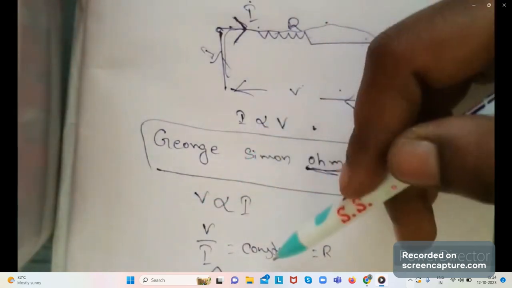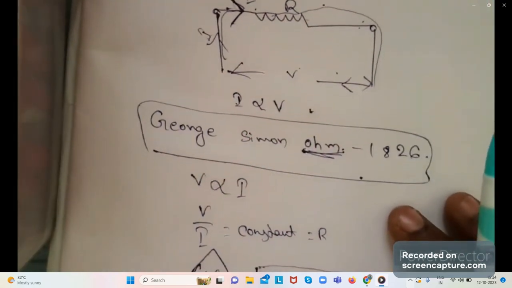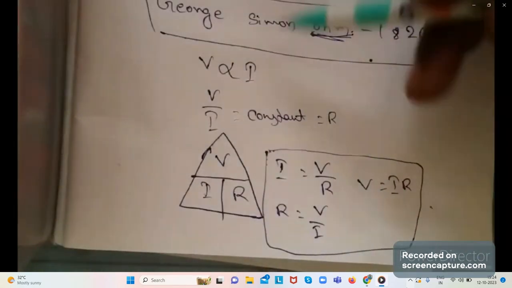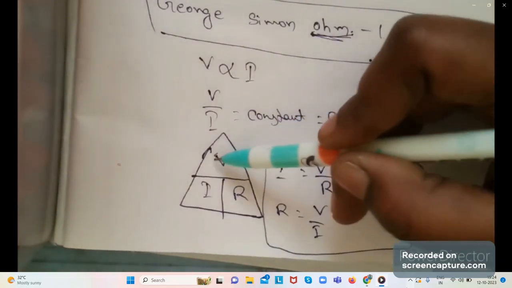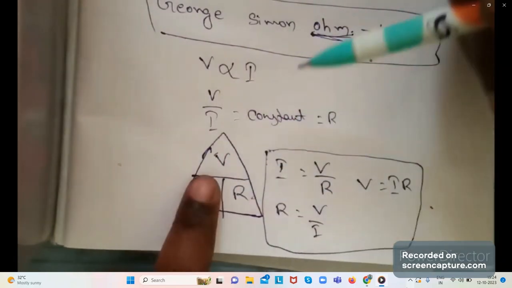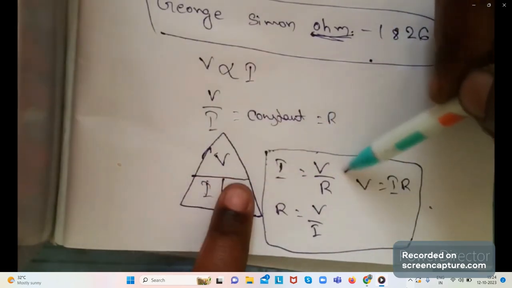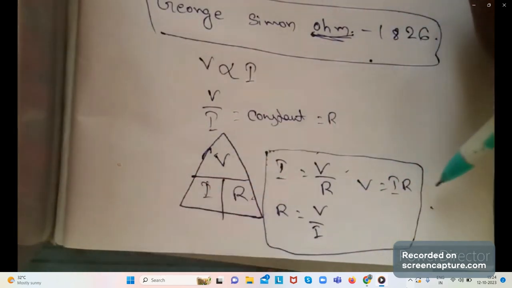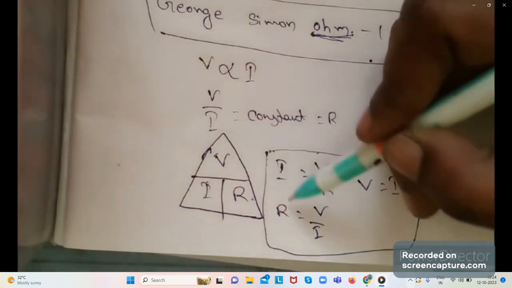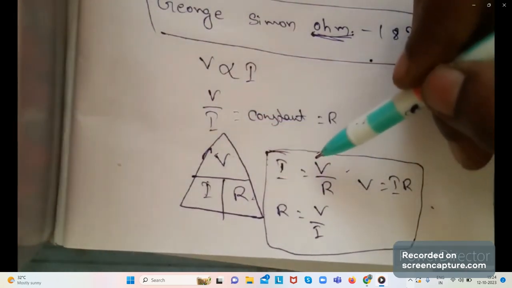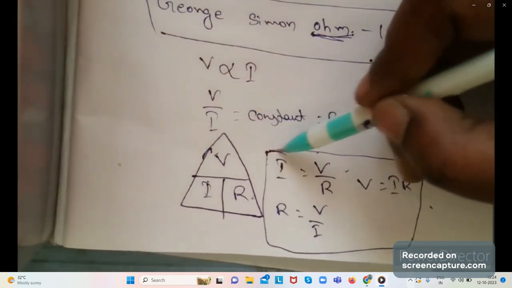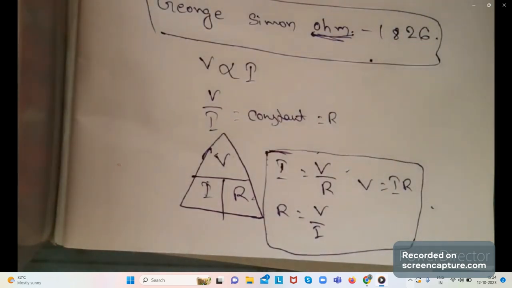So in Ohm's law, the condition is expressed mathematically. Voltage is directly proportional to I, then V by I is a constant, R. Simply, you can see it in Ohm's triangle: V equals IR, I equals V by R. By covering one quantity with your hand, you can easily solve these equations.